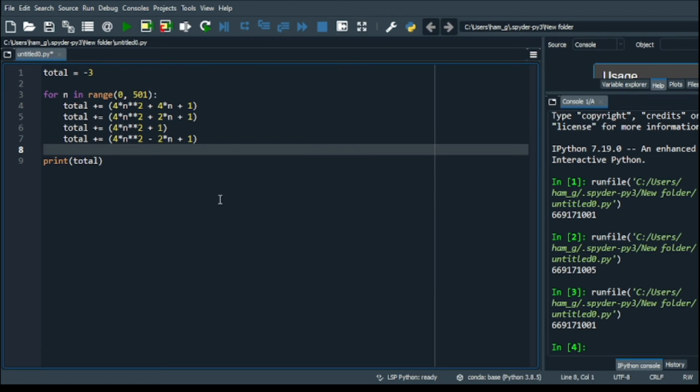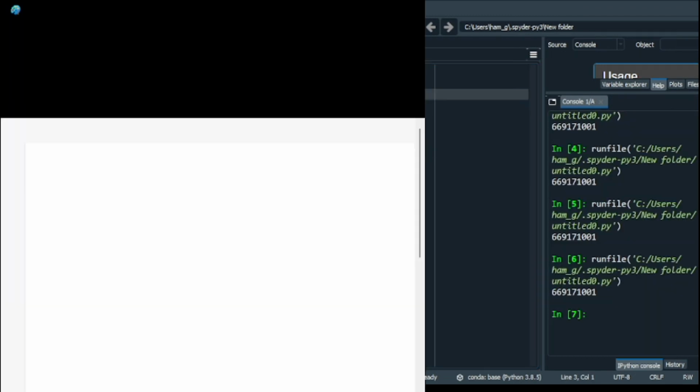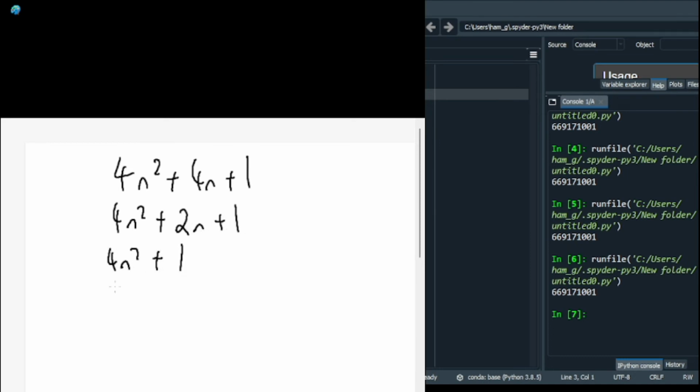There is a way to tidy this up even more. We can actually do this in one line. Okay, so let's look at a nice little one-liner that we can use. I'll just write back the original 4 equations. 4n plus 1, 4n squared plus 2n plus 1, 4n squared plus 1, and 4n squared minus 2n plus 1. We can just add these 4 together and make 16n squared plus 4n plus 4.